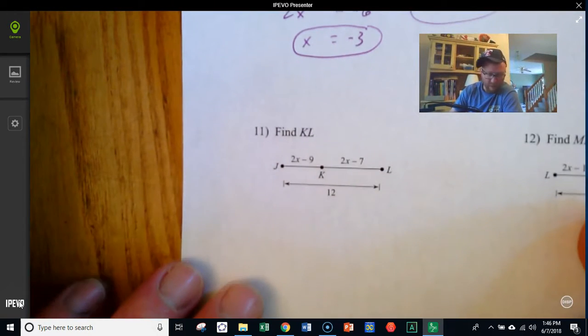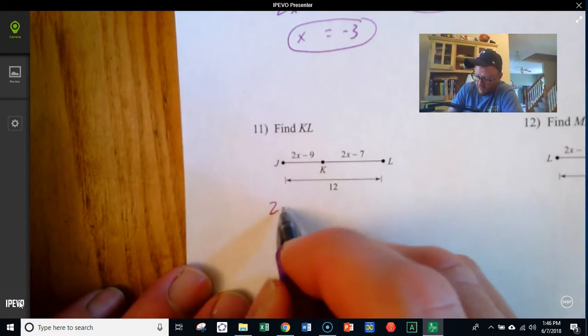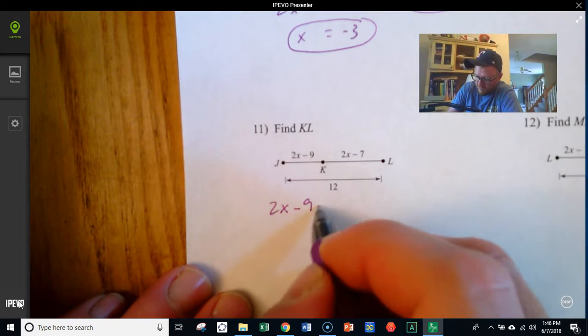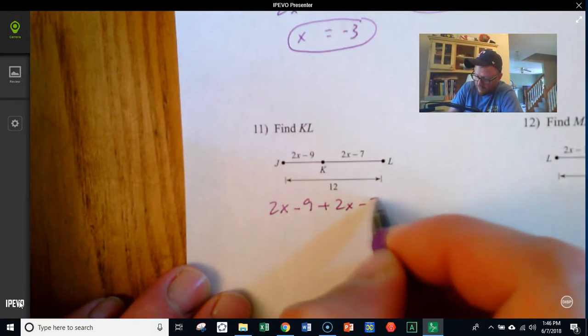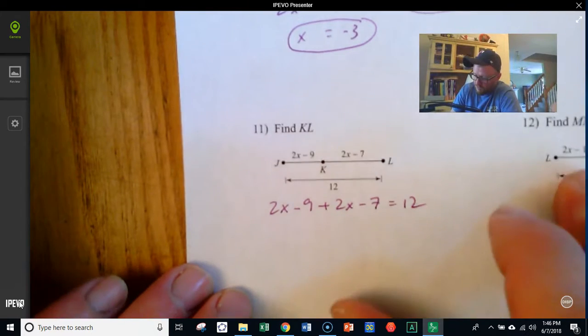Okay, down here we've got 2x minus 9 plus 2x minus 7 equals 12.